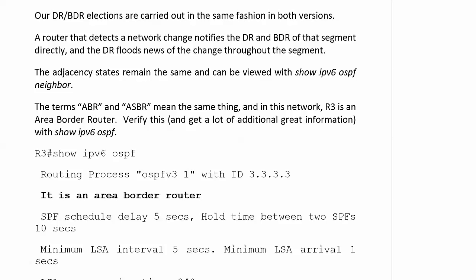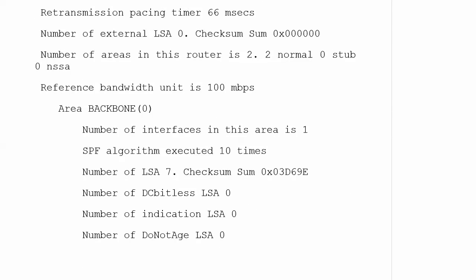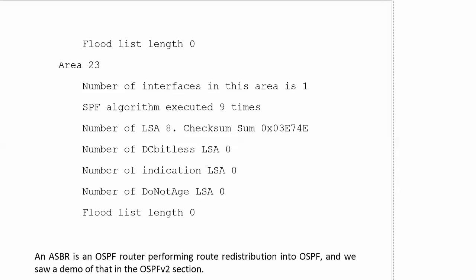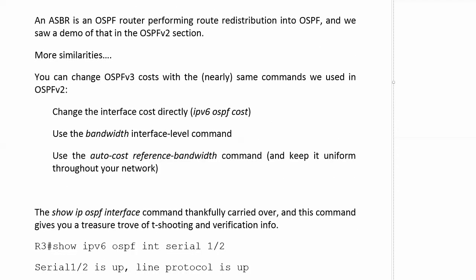And we ran show IPv6 OSPF on that router, and we saw in the second line under the routing process, and it's going to name the RID as well, it is an area border router. And we looked at all of that information. Now, an ASBR, just as a quick reminder, it's an OSPF router that performs route redistribution into OSPF. We saw a demo of that in version 2.